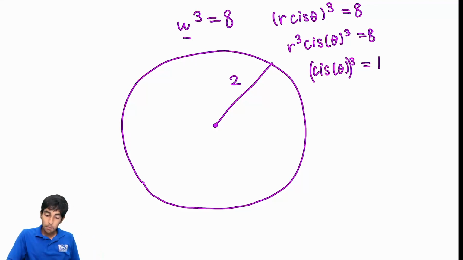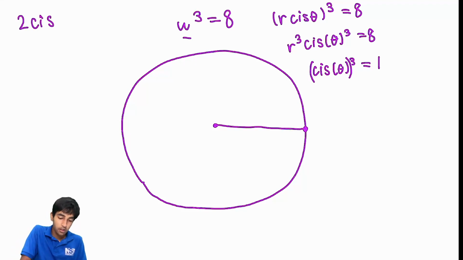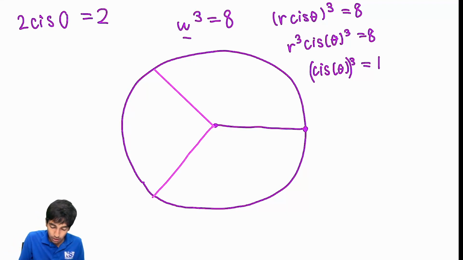Okay, so now what are the possible values for theta? Clearly, theta can be 0, right? Theta equals 0 would just give us the solution cis of 0, which is just 2. But it turns out, in fact, that there are going to be 3 solutions, 3 complex solutions. Only one of them is real. And they're all going to occur at equally spaced intervals.